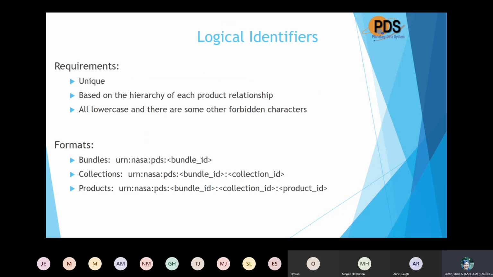And we have some requirements. So again, they have to be unique, and they're going to be based on the hierarchy of each product relationship. And they have some limitations on what kind of characters you can use. It's actually easier to say which characters are okay than to say which characters are forbidden. So it's going to be all lowercase letters. You can have some numbers, and you can have hyphens or underscores, so dash or underscore. But that's basically all you get. So these are going to be pretty simple as far as laying them out, nothing too complicated. It's not like the password you need for your computer systems.